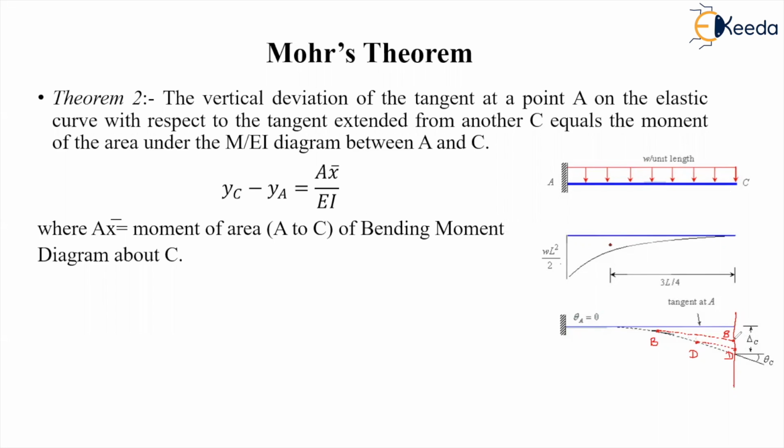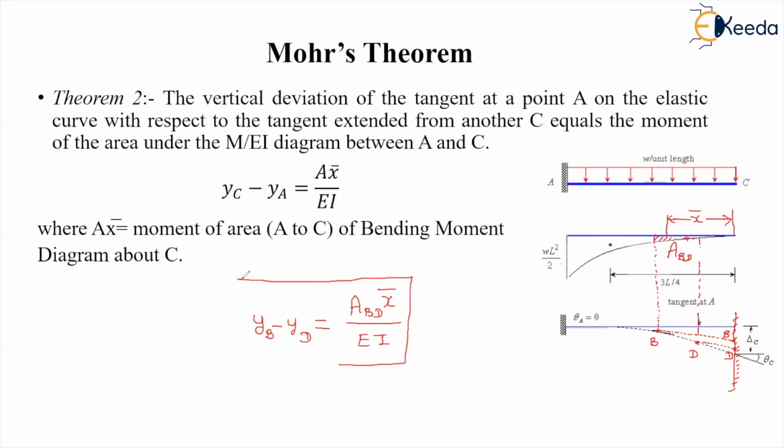Then in that case, yb minus yd, the difference between these 2 points at the vertical plane, which is our vertical reference line, will be equal to the area of the bending moment diagram between B and D, having some moment about this vertical line. Say this is the x bar about this vertical line. Then yb minus yd will be equal to the moment of the area BD, that is A x bar, divided by EI. So this is the theorem.